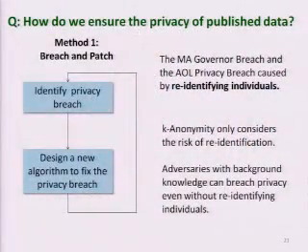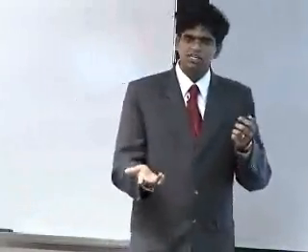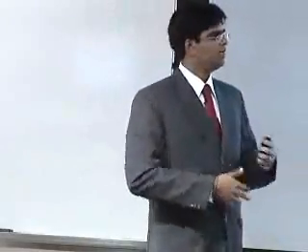So what did I show you? Initially, I showed you 2 privacy breaches, the Massachusetts governor privacy breach and the AOL privacy breach. And these were caused by re-identifying individuals in the table. Now, k-anonymity tried to patch this privacy breach by making sure that each individual is not unique anymore in the published data. But now I showed you 2 more privacy breaches where adversaries who had background knowledge could breach the privacy even without re-identifying the individuals in the table.